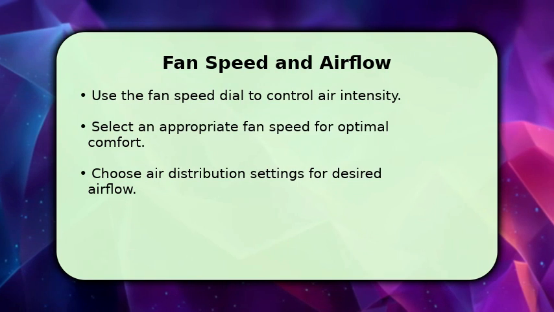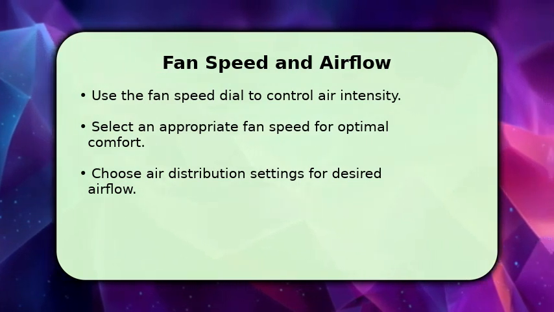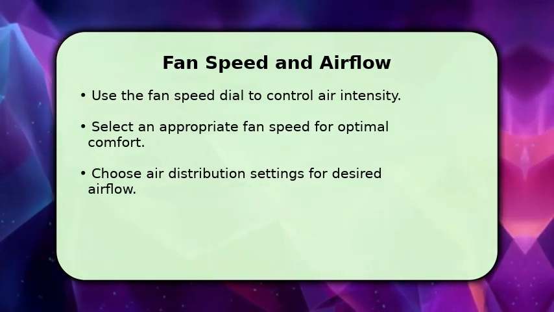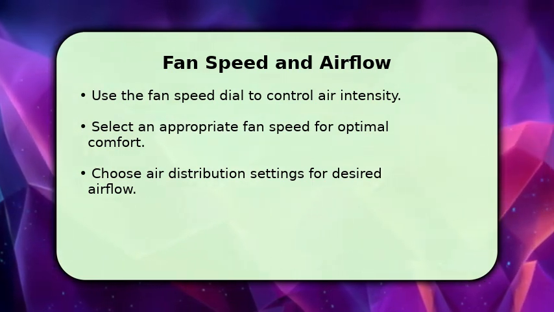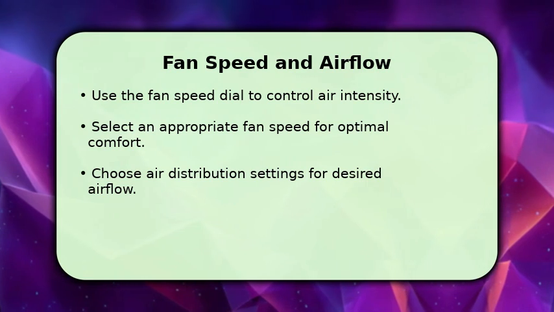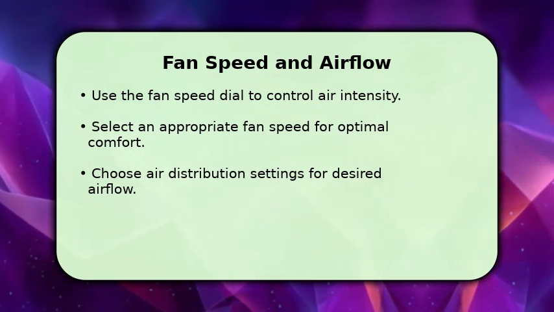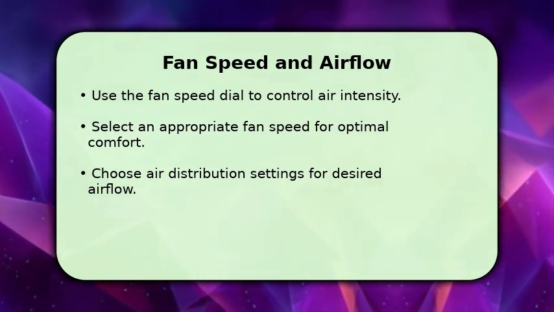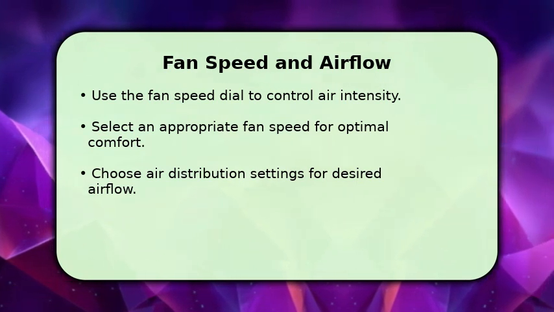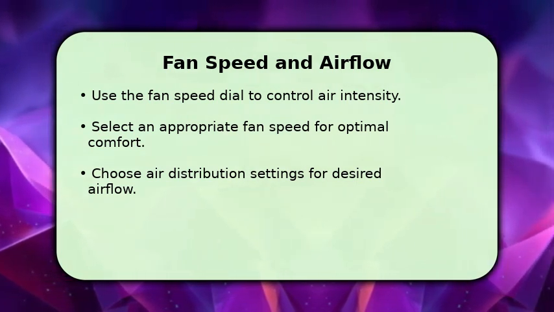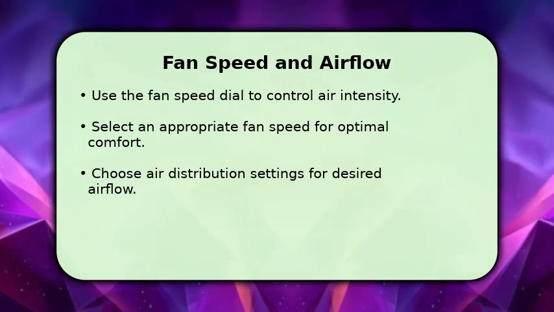Next, let's look at the fan speed. There's usually a separate dial for this, often with numbers or fan icons indicating different intensity levels. Turning this dial increases or decreases the airflow, allowing you to control how quickly the cabin heats up. You can also select where the air is directed, such as to the windshield for defrosting, or towards your feet for general warmth and comfort.